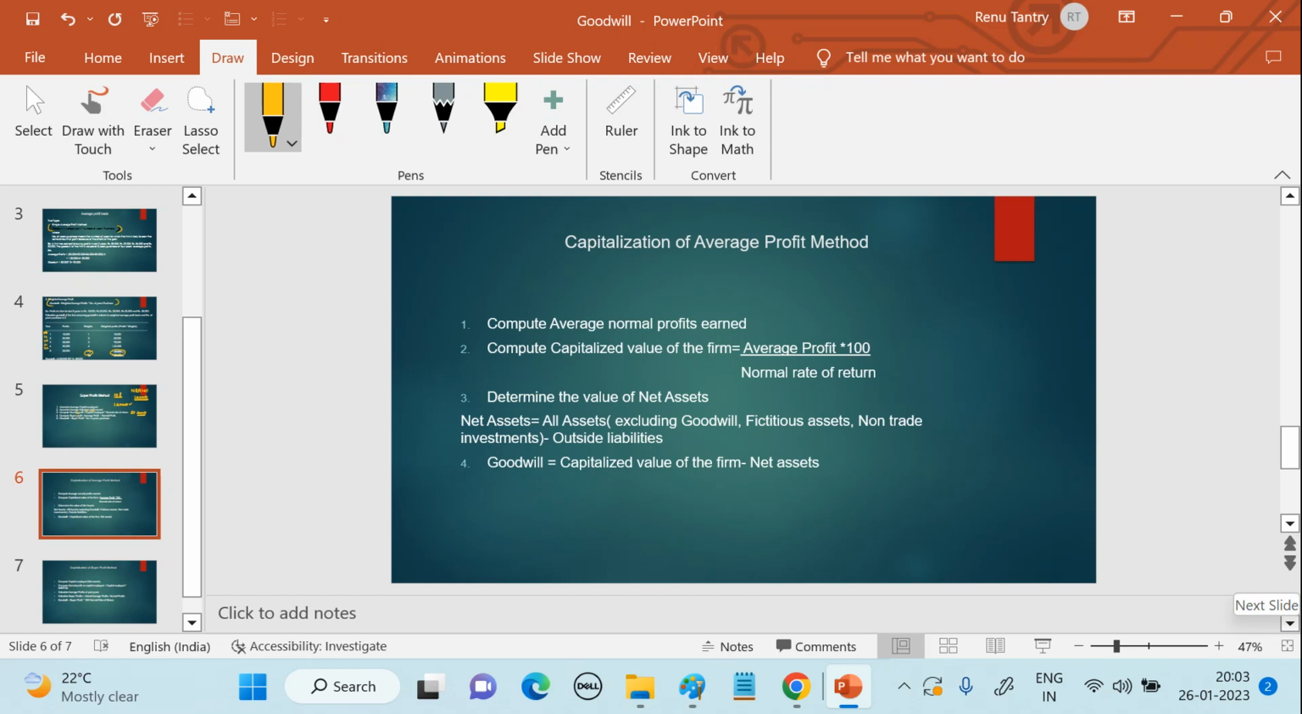Now we are going to compare the actual capital employed and the capitalized value of the firm. If you are using less than what is required at the normal rate of return to earn that profit, then it means you are efficient and there is goodwill. So that is why goodwill is the capitalized value of the firm minus the net asset or the capital actually employed in the business. Is this clear?